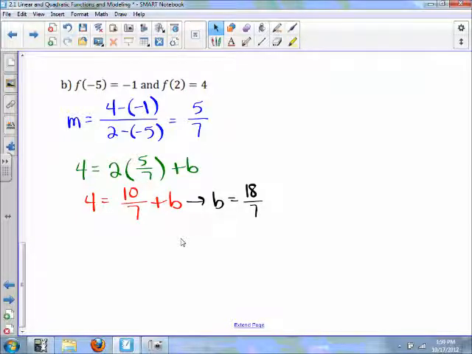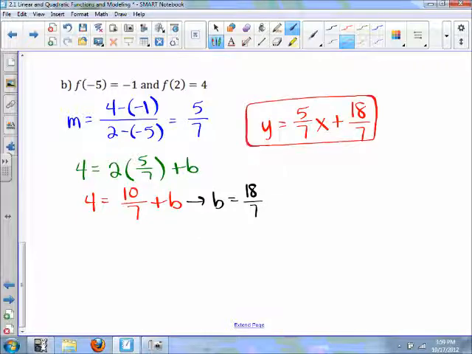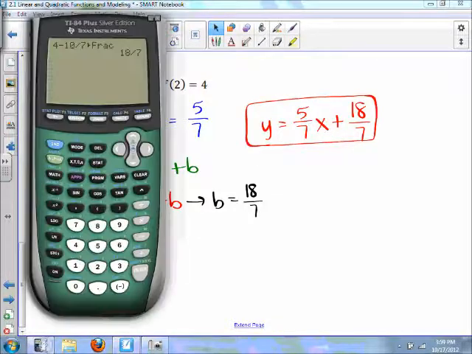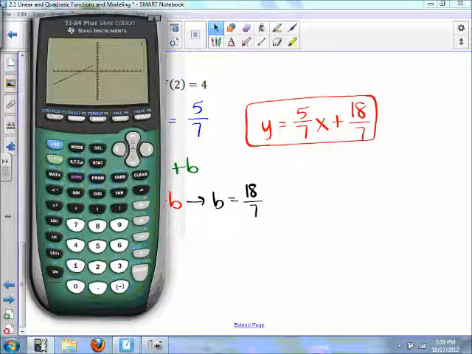Which means your equation will be y equals 5/7 x plus 18/7. Now if you're going to put that in your calculator, we could do 5/7, so put 5/7 in parentheses, times x, plus 18/7, and you graph that. So there's your line right there.